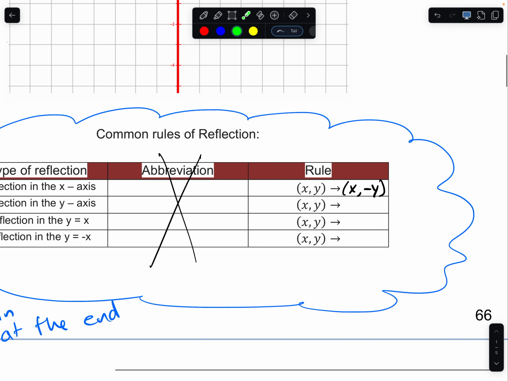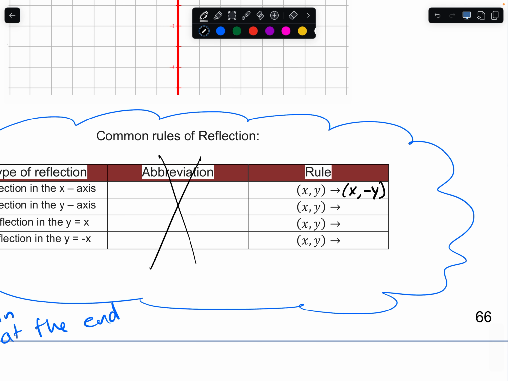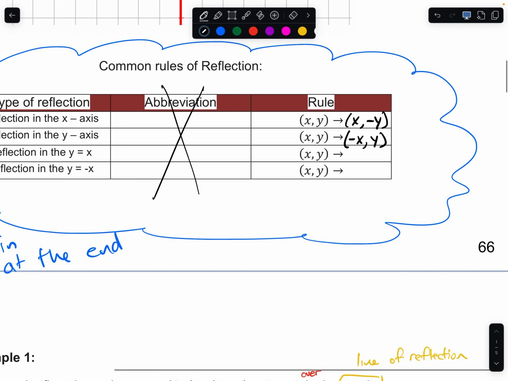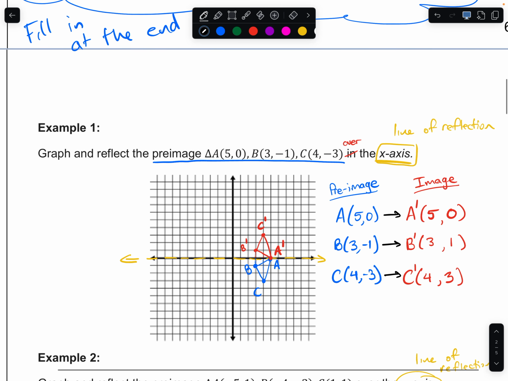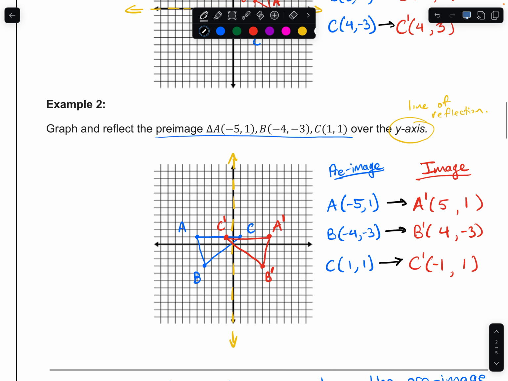So we'll have a similar rule here. We're just going to change the sign of the x-coordinate if we're reflecting over the y-axis. The y-coordinate will stay the same. All right. The next two are a little bit harder to see the pattern, but we can do it.